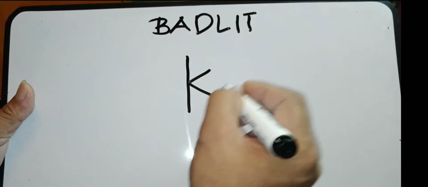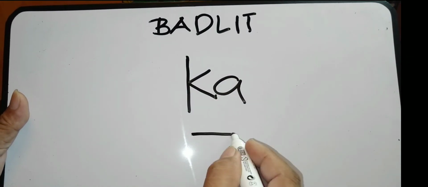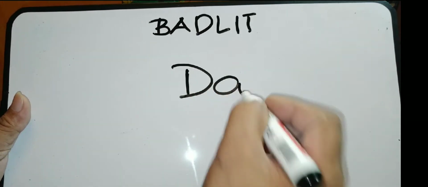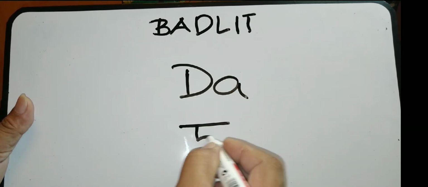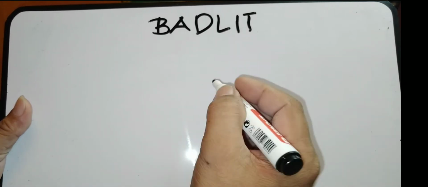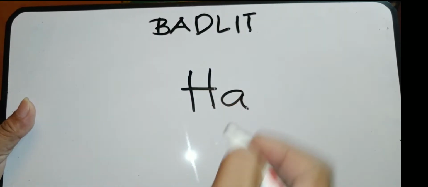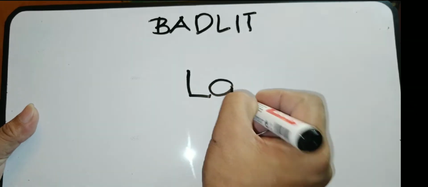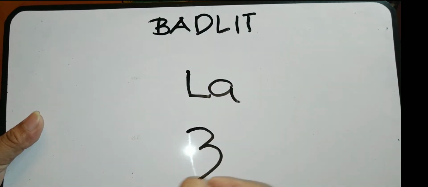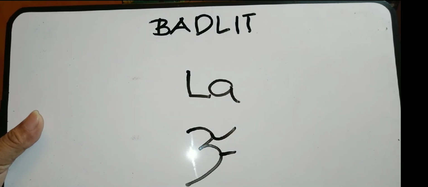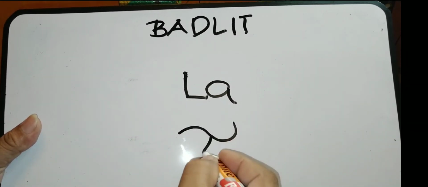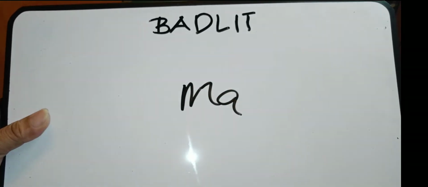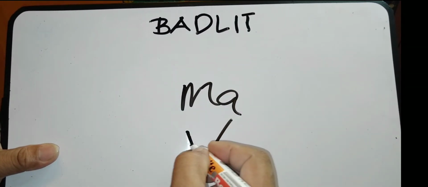Ka, straight line, then ka. Da. Ga. Ha, this is ha. La. Some guys write it like this one. La. Ma.